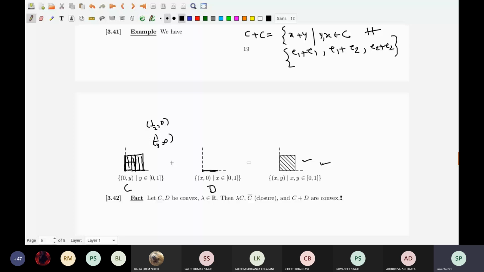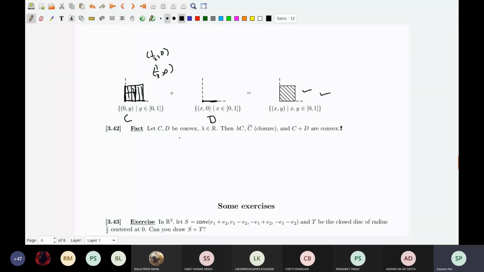Okay. When C and D are convex and lambda is any real number, it is very easy to show that lambda C, C closure, and C plus D, all of these are convex. So these are easy to show. Okay. Just remember that part.